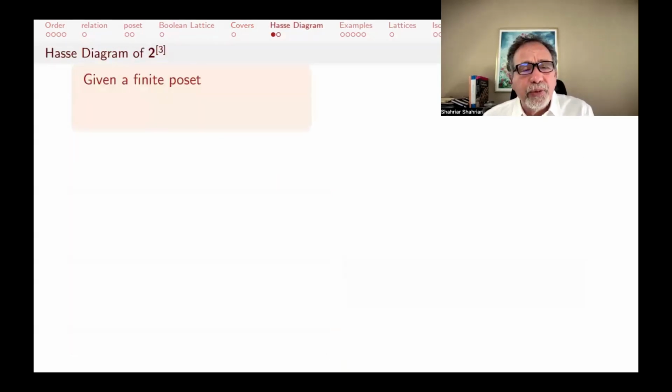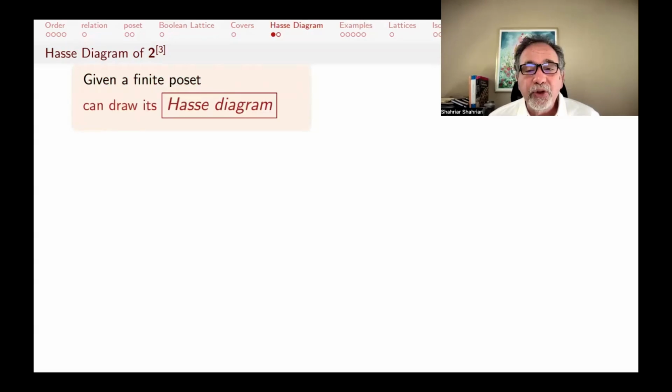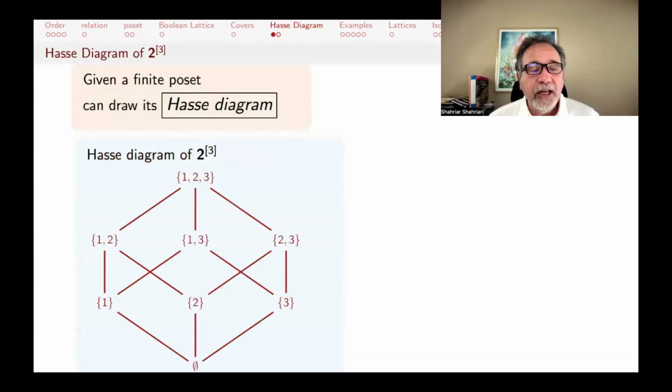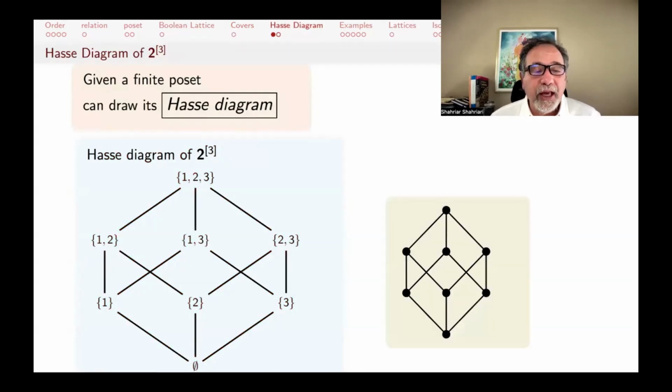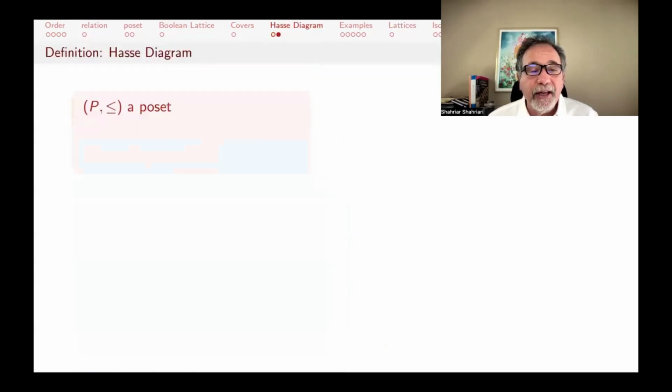Now, given a finite poset, we have a visual way of thinking about it. We can draw something called its Hasse diagram. First, let me give you an example, then I'll give you the definition. So the Hasse diagram of the Boolean lattice is what I'd shown you before. And if you forget the labels, it's a cube. Let me define it formally.